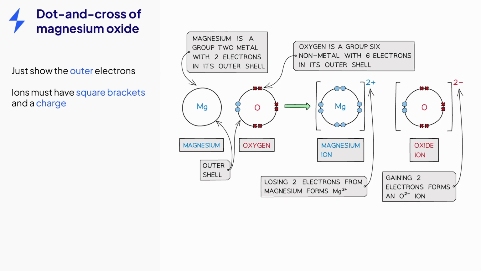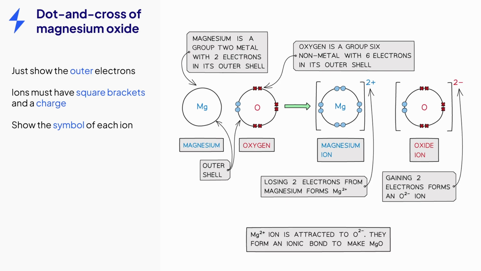make sure each ion is surrounded by square brackets, its charge is shown, and the symbol of each ion is given. There is an electrostatic force of attraction between the negative and positive ions, which is also known as an ionic bond. Magnesium oxide is formed, it has no overall charge, and its formula is MgO. When drawing dot and cross diagrams, double check that each ion has a full outer shell of electrons.